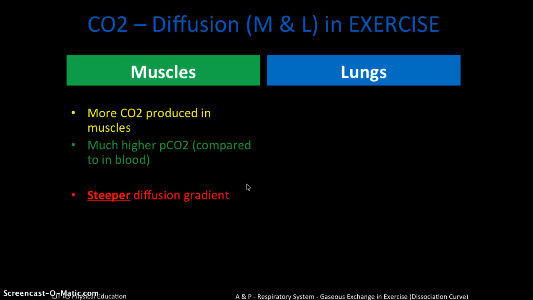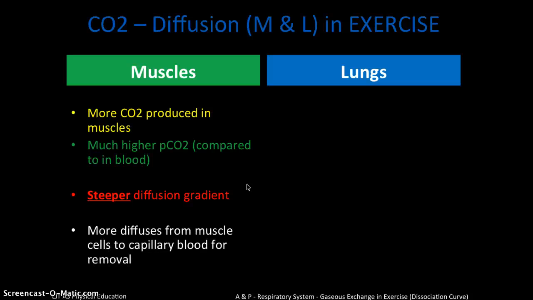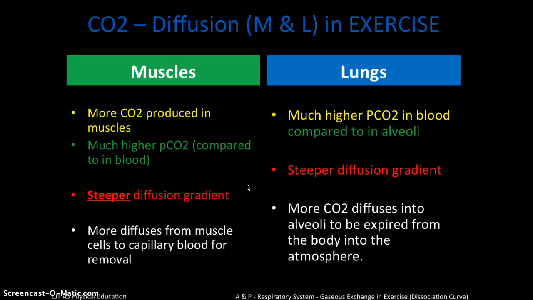And then the same principle kind of applies to carbon dioxide. The diffusion gradients between carbon dioxide and the muscles increases, so more carbon dioxide moves from the muscles into the blood, and therefore more carbon dioxide returns to the lungs and the blood and will dissociate out of the lungs.